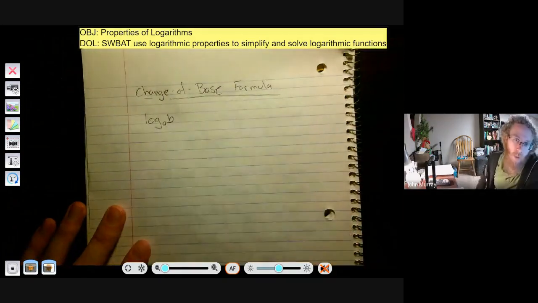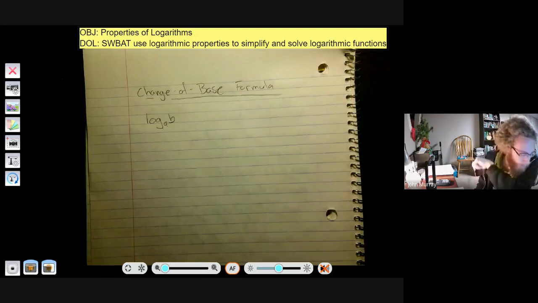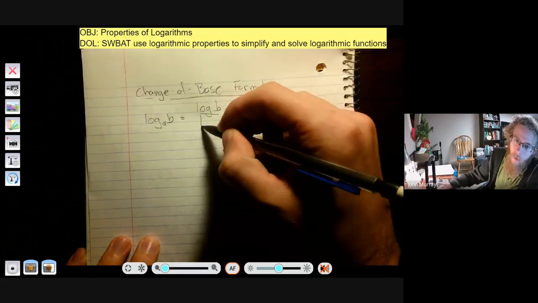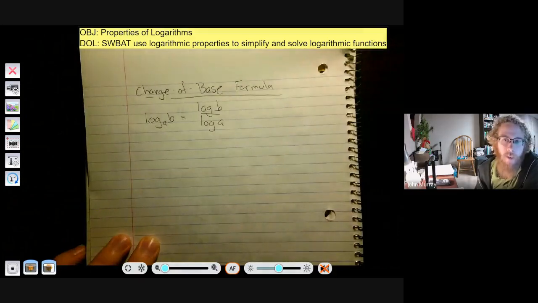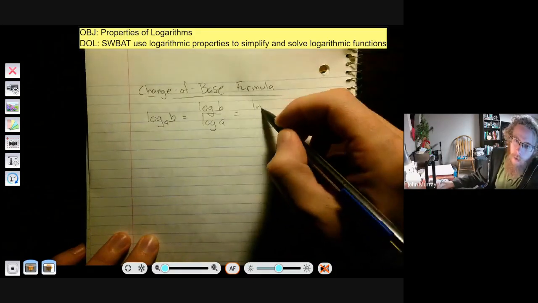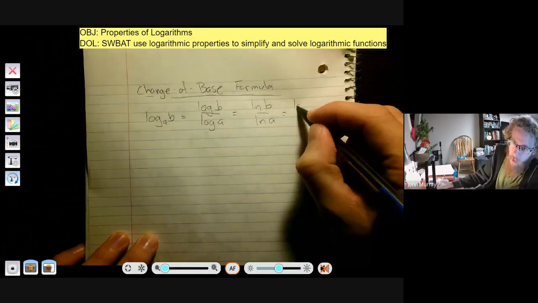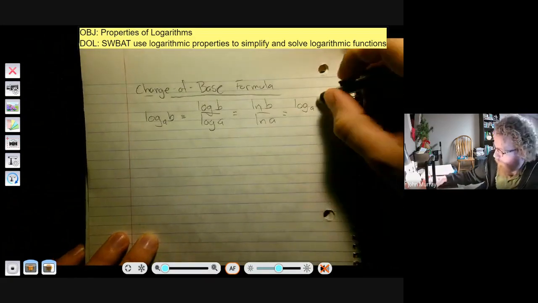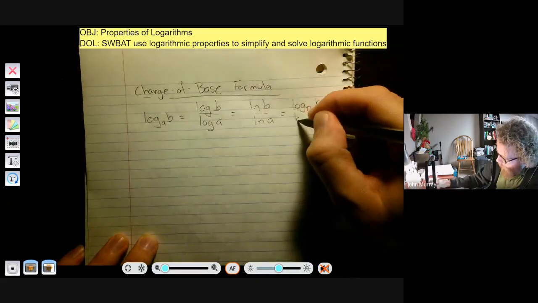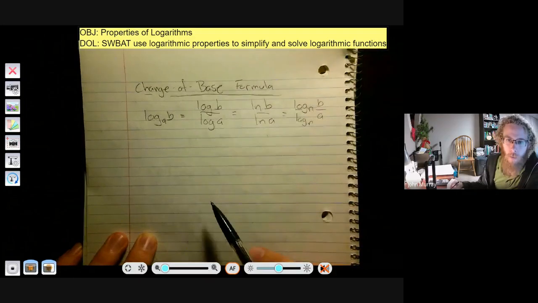So if A and B are positive numbers, they have to be just because of the domain of logarithms, I can rewrite log base A of B as log of B over log of A, where that is the common logarithm, base 10 over base 10. Or it's the same thing as the natural log of B over the natural log of A. Or we could use any base. But these two are the most common, so we mostly focus on those two.